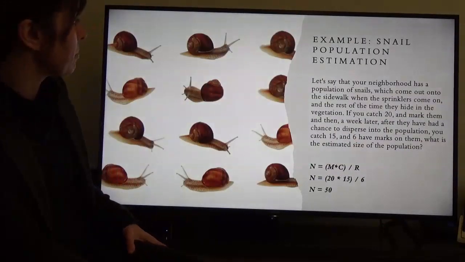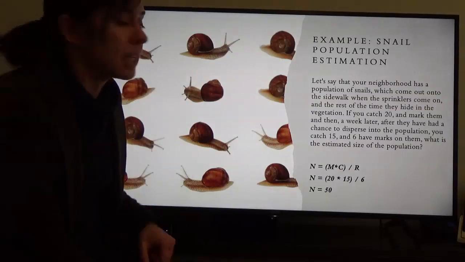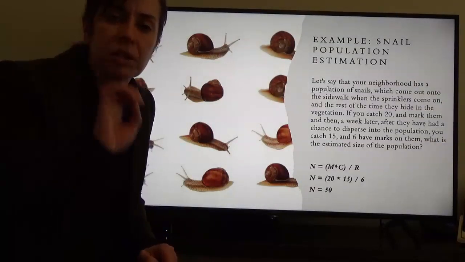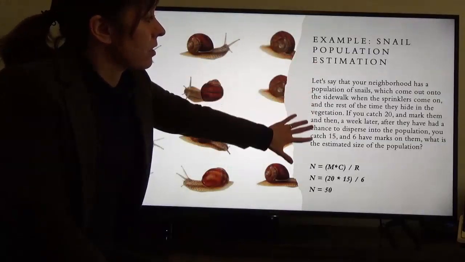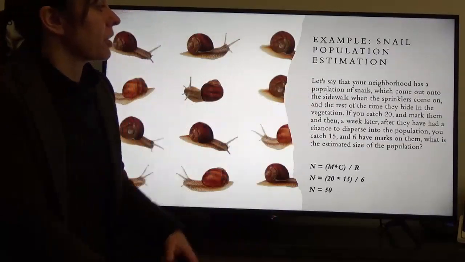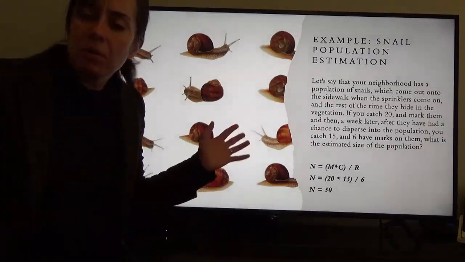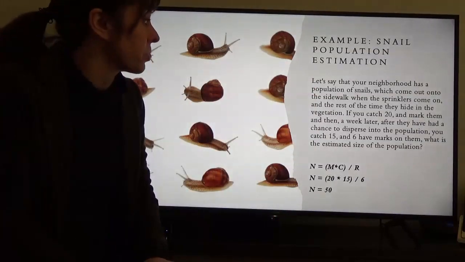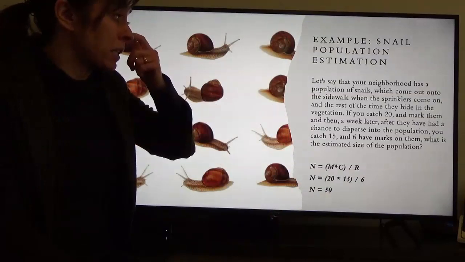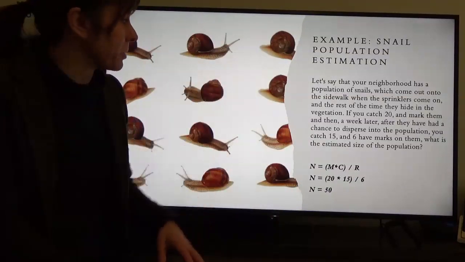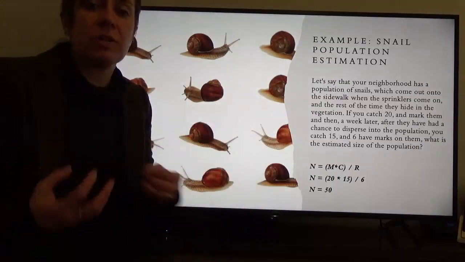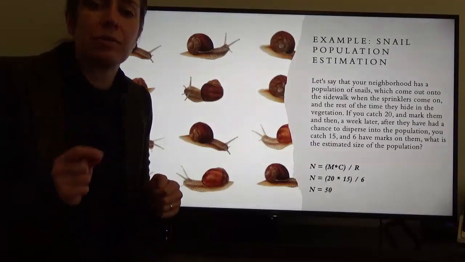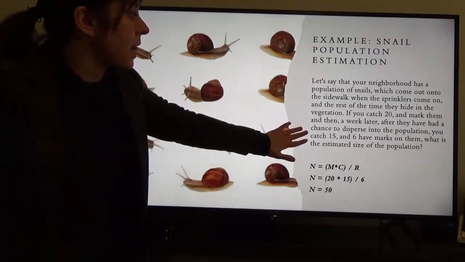So just as an example, we can think about these lovely snails here, and we would have painted on their shells and put little numbers like we saw on the previous slide. So this is just a little hypothetical situation. Your neighborhood has a population of snails. They come out onto the sidewalk when the sprinklers are on, and the rest of the time they hide in the vegetation and the grass and people's lawns, etc. So if you go out when the sprinklers are on and you capture 20 of these, you paint your unique identifier on their shells, and then release them.